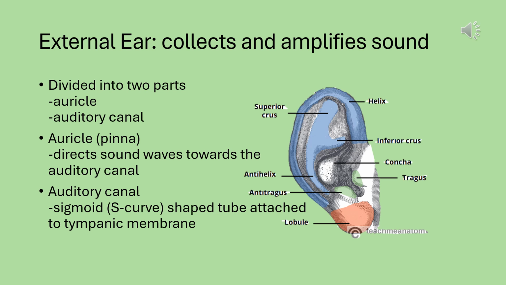The first part of the ear we will be taking a closer look at is the external ear and its function. The main function of the external ear is that it collects and amplifies sound. It is divided into two parts, which are the auricle and the auditory canal. The auricle directs sound waves, and the auditory canal is an S-curved tube that is attached to the tympanic membrane. We will discuss more about the tympanic membrane in the next slide. Pictured is a diagram of the external ear.